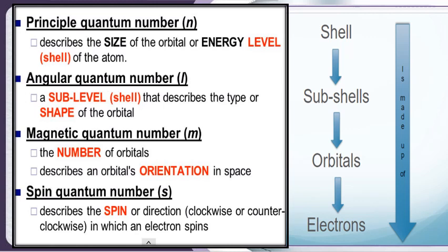Here it is given. Principal quantum number tells you about the shell. Angular quantum number tells you about subshells. Magnetic quantum number gives you a study of orbitals, the orientation of these orbitals in space, and then the spin quantum number tells you about the spin of an electron in an orbital.